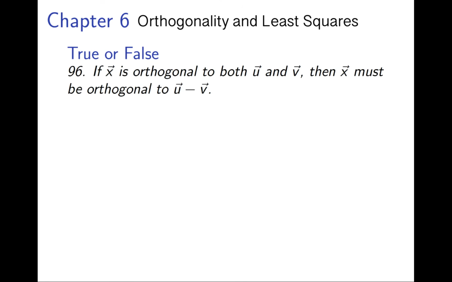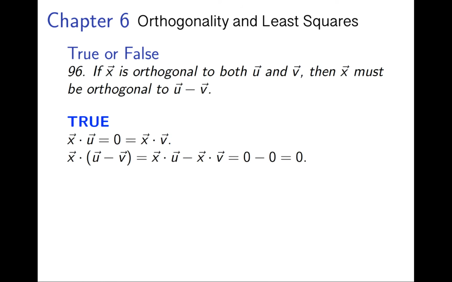Number 96. If x is orthogonal to both u and v, then x must be orthogonal to u minus v. Well, let's see. That's true. So x is orthogonal to both u and v. That means x dot u is 0, and x dot v is also 0. So x dot u minus v, we could distribute the dot product. So that's x dot u minus x dot v. 0 minus 0 is 0. So x is orthogonal to u minus v.